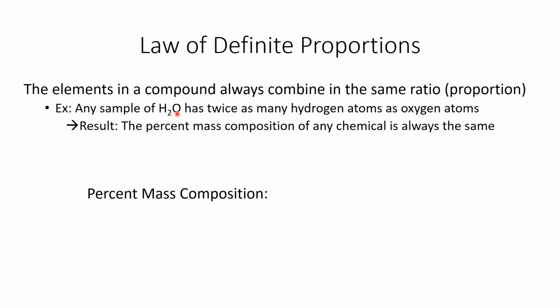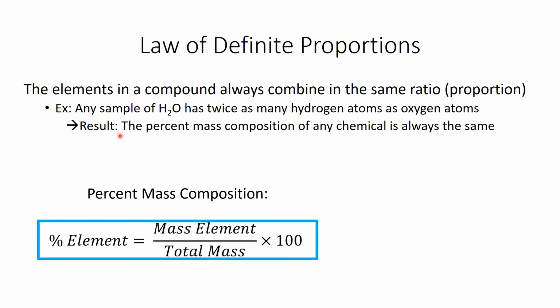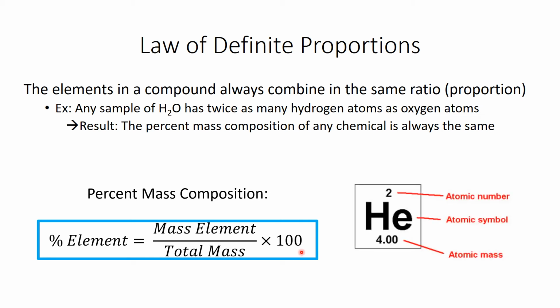But first we'll go over our formula for percent mass composition, which is the mass percent of one element in your compound is the mass of that element divided by the total mass times 100%. Now for these problems, sometimes you're going to be given the masses that you can just plug into this equation. Other times you're going to have to look on the periodic table.